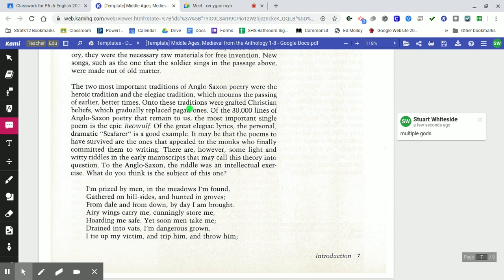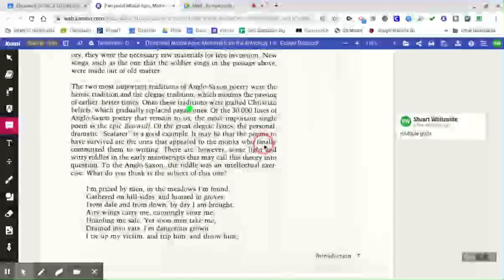It may be that the poems to have survived are the ones that appealed to the monks who finally committed them to writing. There are, however, some light and witty riddles in the early manuscript that may call this theory to question. To the Anglo-Saxon, the riddle was an intellectual exercise. What do you think is the subject of this one? And by the way, I'll give you a little hint before we start.